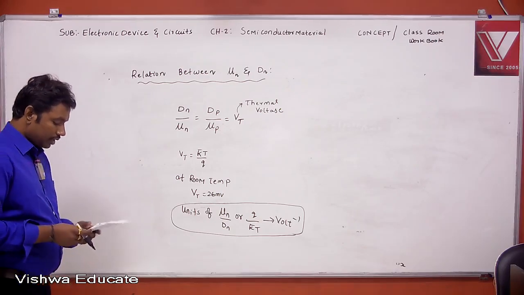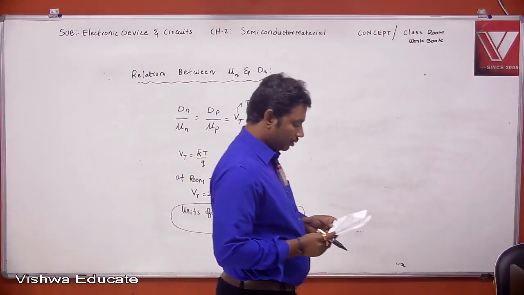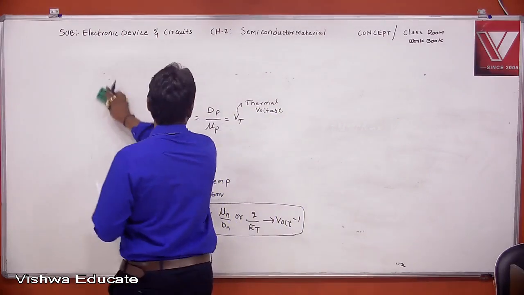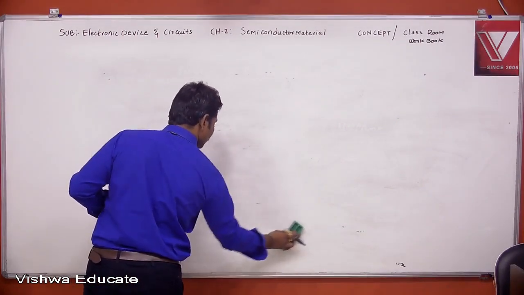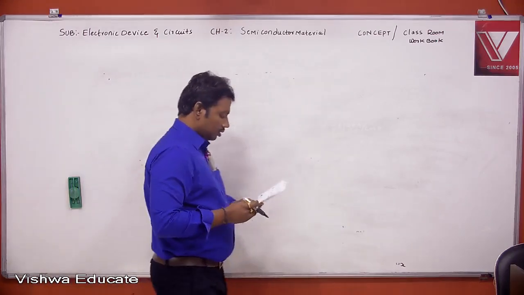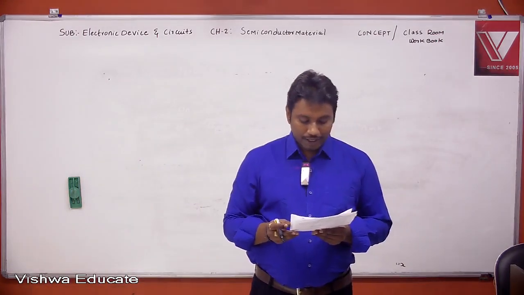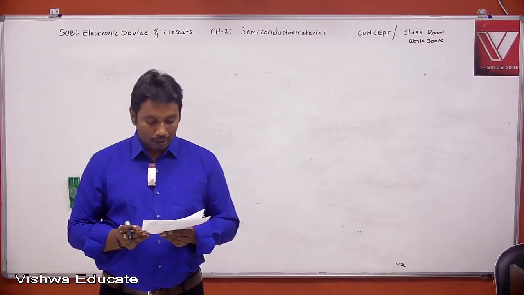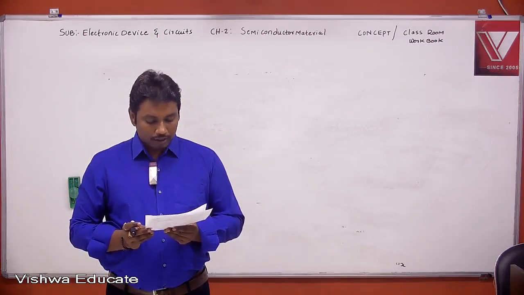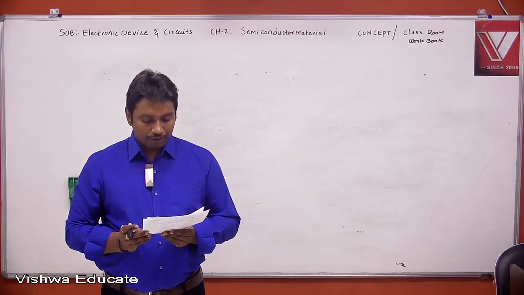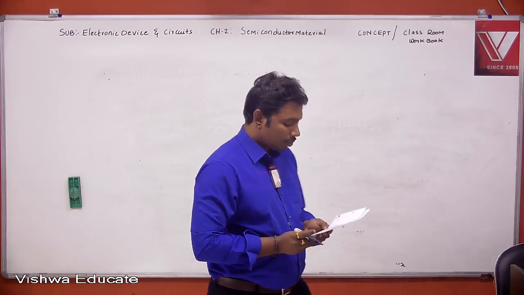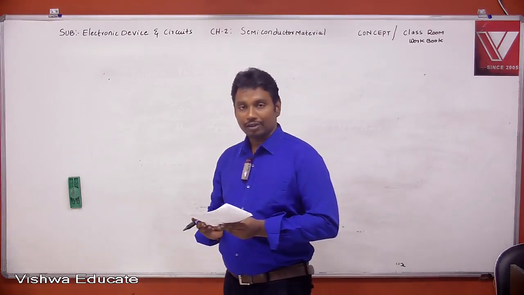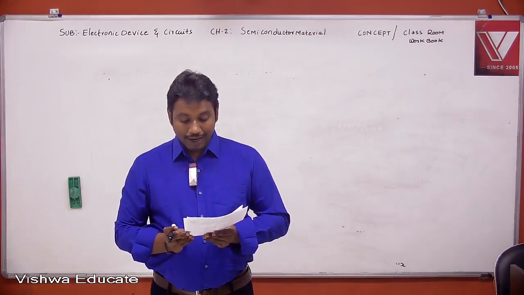Next, write a question in the classroom workbook, question number 9. Free electrons in a semiconductor sample have a mean free lifetime of 5 into 10 power minus 14 second at room temperature.